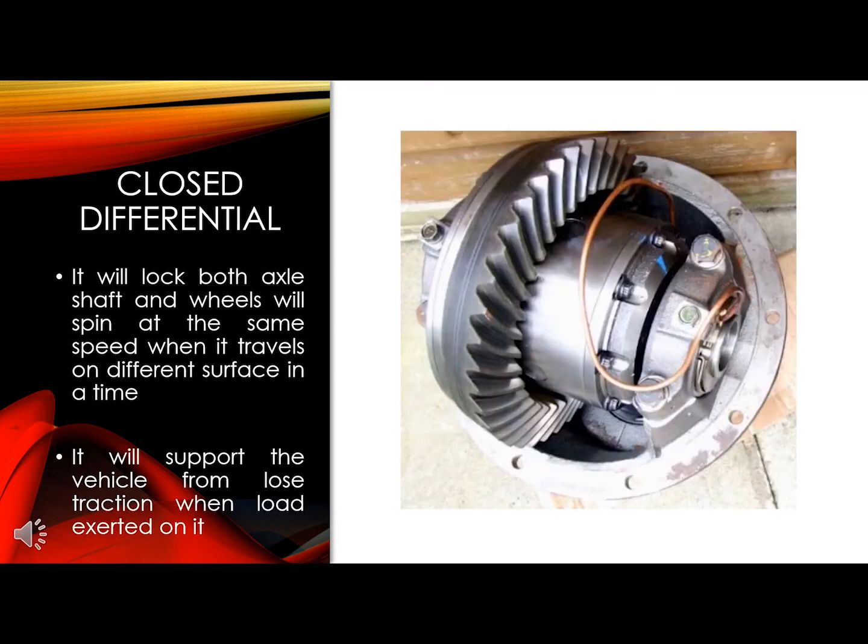The second differentials of cars are closed differentials, which are mostly used for off-road activity and heavy vehicles. It still works and functions as an open differential, but with the additional advantage of being locked in place to make it function as a fixed axle. This mechanism will function when more traction is needed, as the torque will be equally distributed to both wheels.